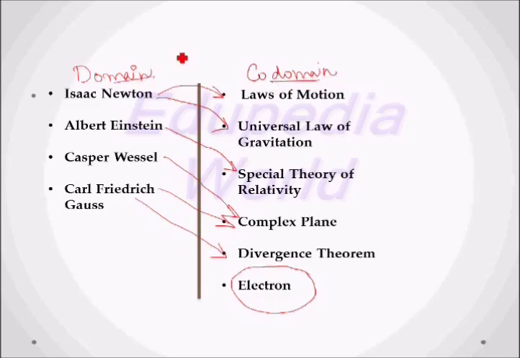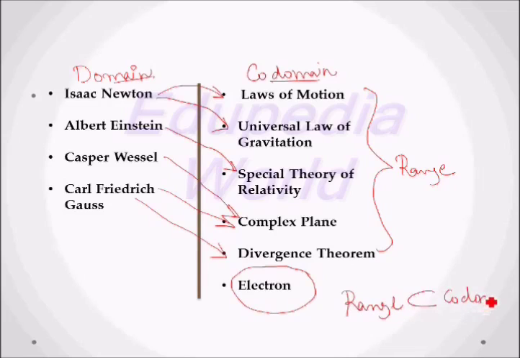Except electron, every other member in the second column is somehow related to members in the first column. So they are called range. That is, laws of motion, universal law of gravitation, special theory of relativity, and complex plane. They all are the range of the first column. With the previous knowledge we have from set theory, we can now say that range is a subset of codomain. Range being the subset of codomain.